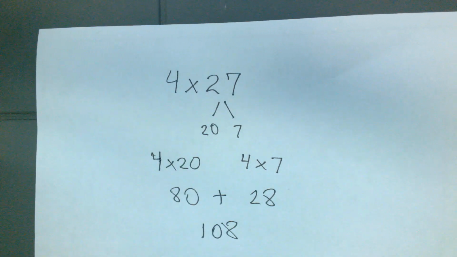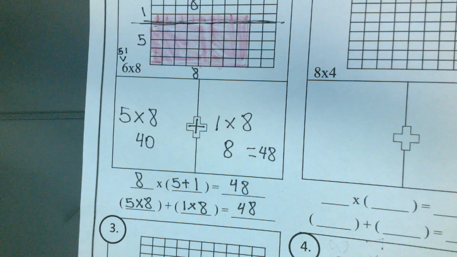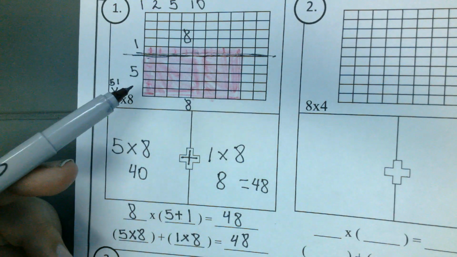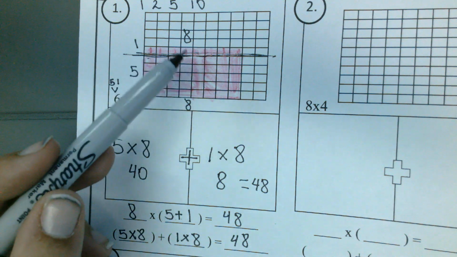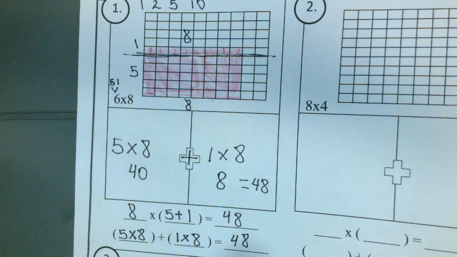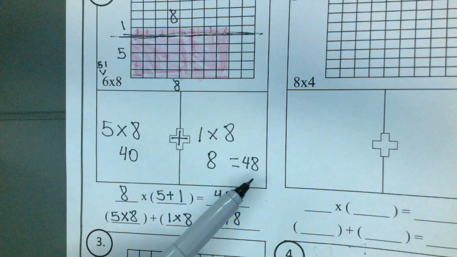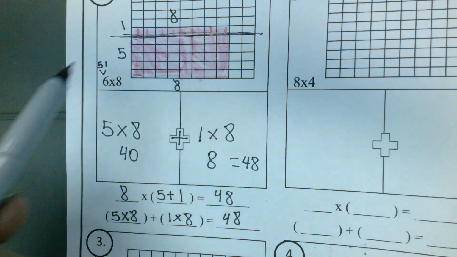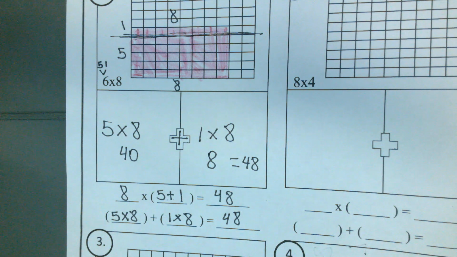So as we're initially learning the process, we're doing it with these smaller numbers because they know that after making this array, they can count up the boxes that are included, and that will also give them the answer 48. They can then check their work that way to see if they did the distributive property correctly.